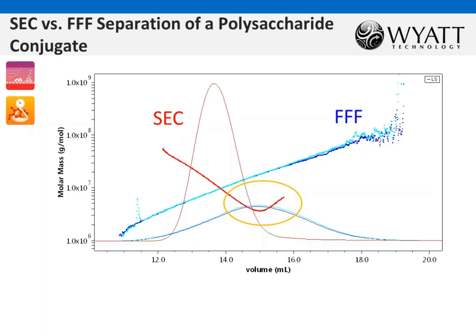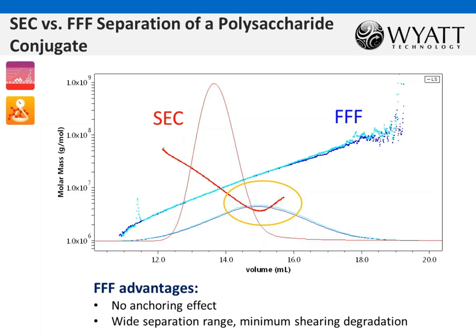Additionally, the weighted average molar mass from FFF is higher than that from SEC, suggesting a possible retention or shearing degradation in SEC. In this conjugated example, we can see two potential FFF advantages. FFF is lacking the anchoring effect and has a wide separation range with minimum shearing degradation.